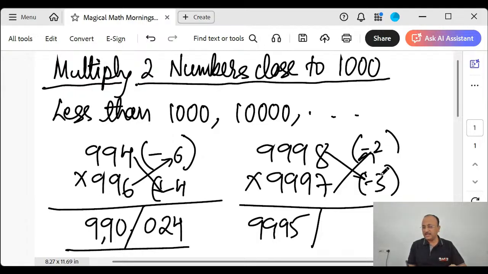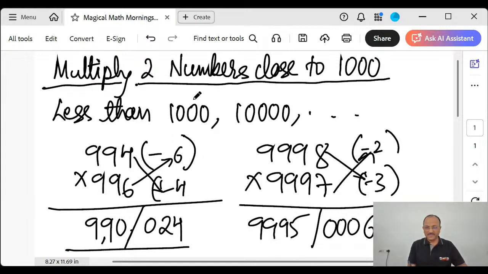2 3s are 6. But it should contain total 4 digits. Correct? The base is 10,000 here. 4 zeros means 4 digits. So what we'll write here? 0006. Remaining 3 zeros we are going to fix. Yes, you tried it, but we have to consider 3 zeros here.